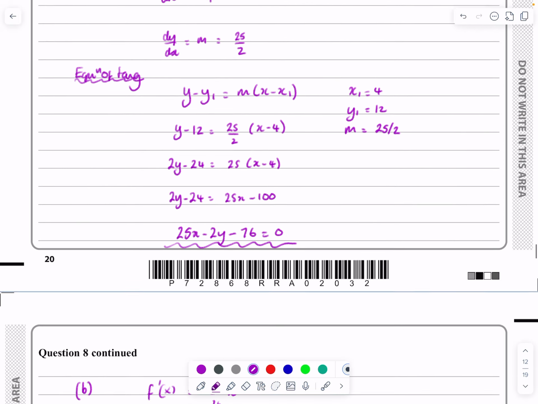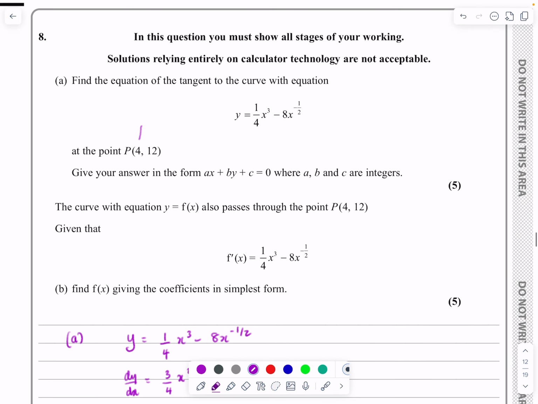Go back and just check everything in terms of how they wanted everything laid out. It's all done as I wanted to do it. So relatively straightforward differentiation question and integration question. Hopefully that all makes sense to everybody.